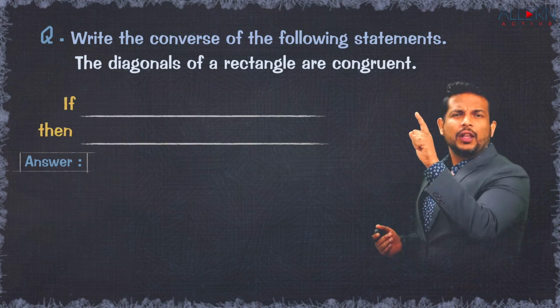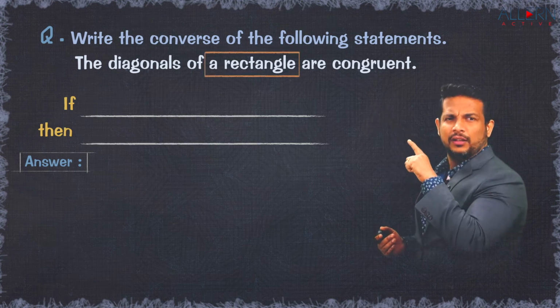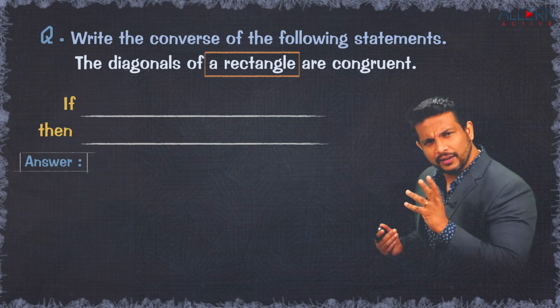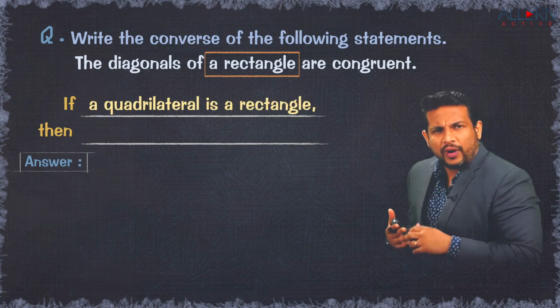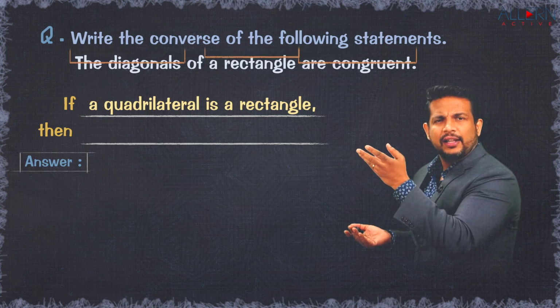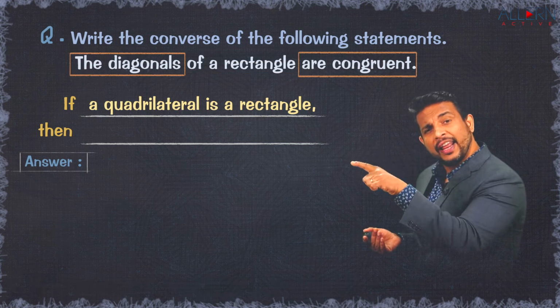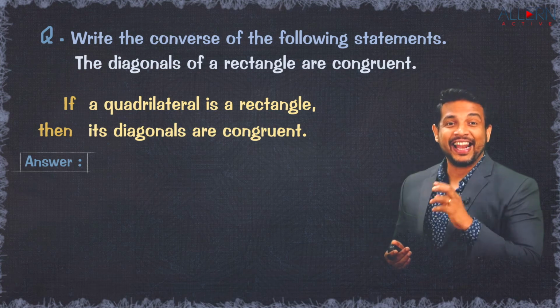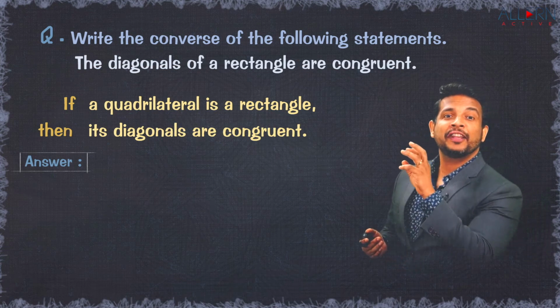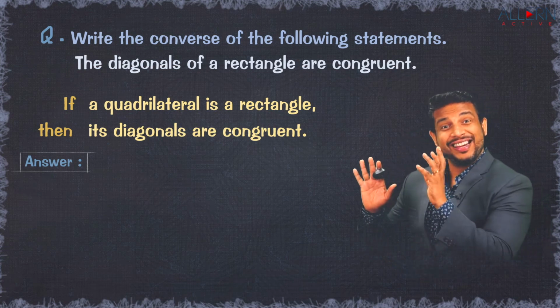What is given to us? We are talking about a rectangle. What is a rectangle? It's a quadrilateral. So we can write, if a quadrilateral is a rectangle, what happens? The result is that the diagonals are congruent. So we write, then the diagonals are congruent. Right? And that's our if-then form statement. That means a conditional statement.